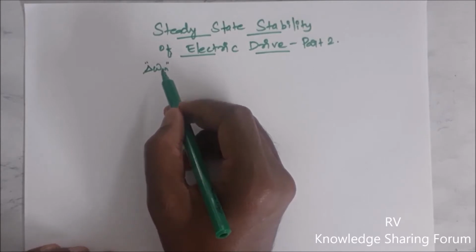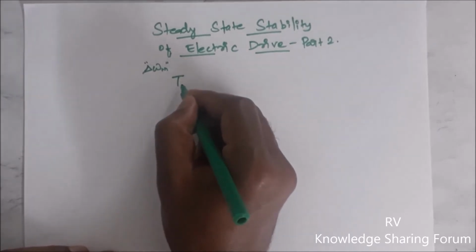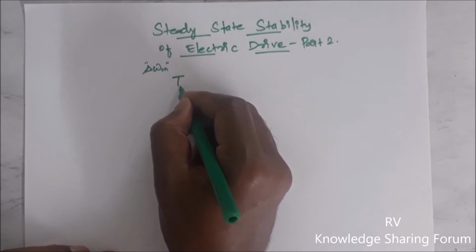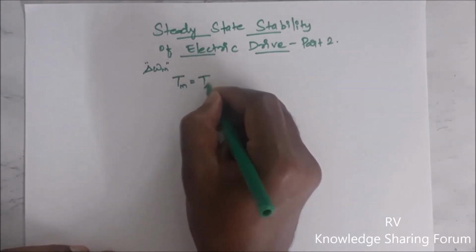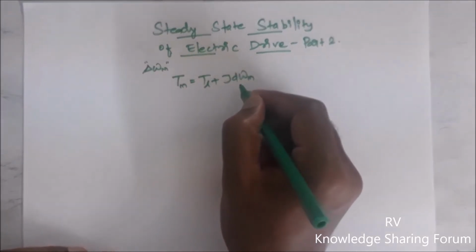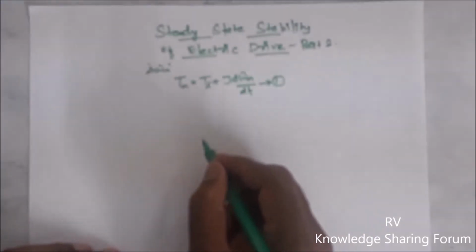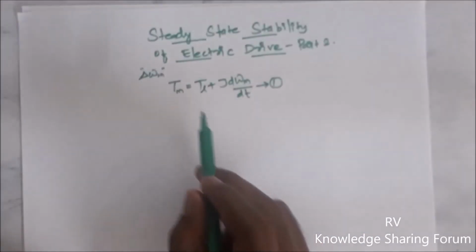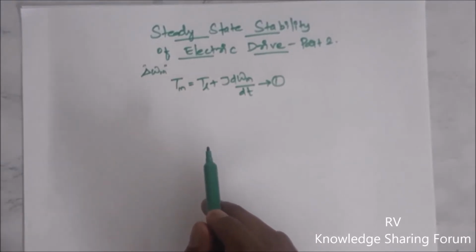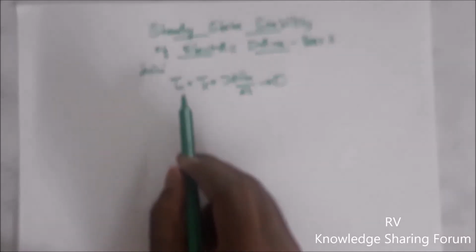For that, let us take the equation between the motor and the load which we derived in the previous session: Tm is equal to TL plus J into d omega m by dt. Let us number this equation as number 1. This equation we derived in the previous session under the topic called equations governing motor and load dynamics. So from that I have taken this equation.